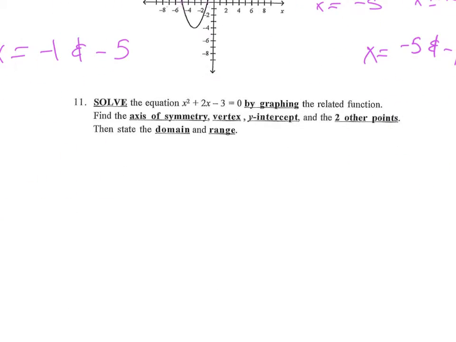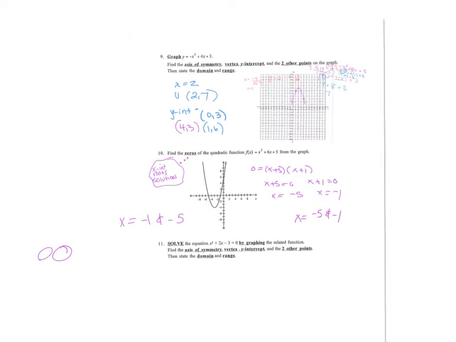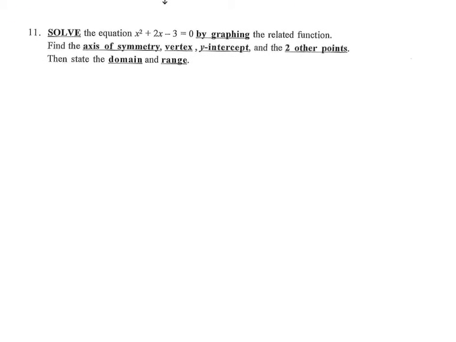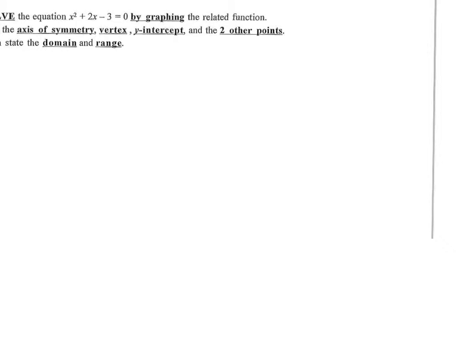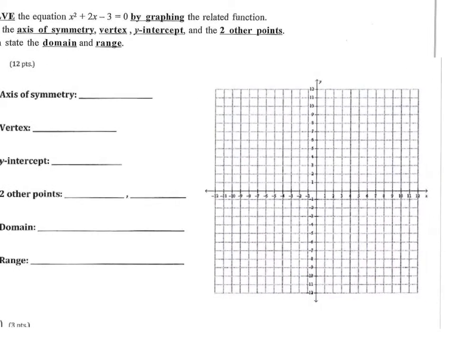All right, number 11, one more time, just like number 9. It's going to ask me to graph. It wants me to solve by graphing. So in order to solve this, I need to graph, and in order to graph, I need to do all that stuff. If you notice on the back page, this is what it's going to look like on the test. I'm going to have all of those words on the left, and I'm going to have the graph on the right, and your job is to work it all out and fill in the blanks and make the graph. So let's start with the axis of symmetry.